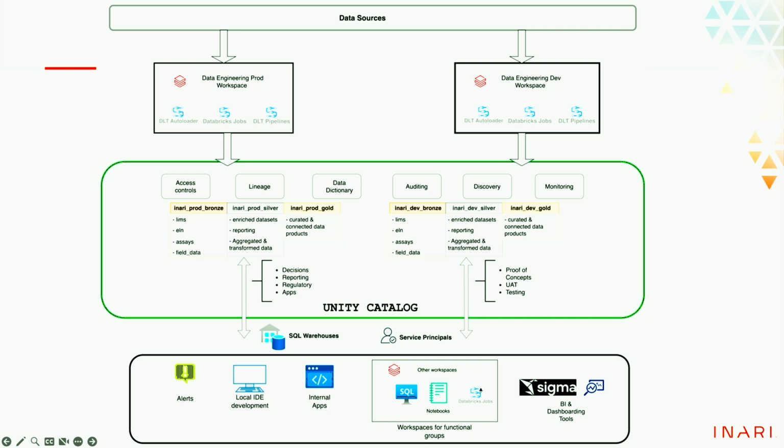And then, like I said, we use dev for proof of concepts, user acceptance testing, or general testing, and then all the prod catalog goes for decisions and reporting, regulatory filing, and internal apps.